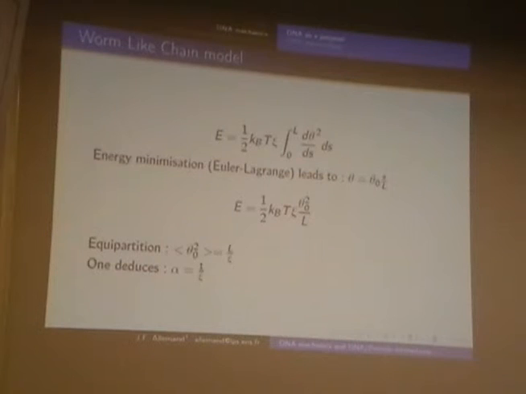So if I take now this model, I take my polymer, I give an orientation theta equals 0 at some point, and here I will get theta 0. After a distance, I give a name here, I get L.